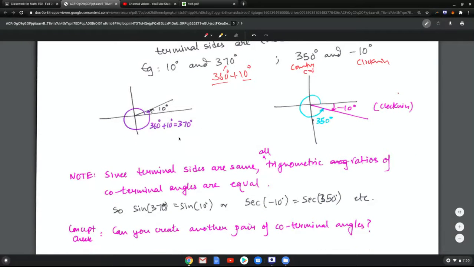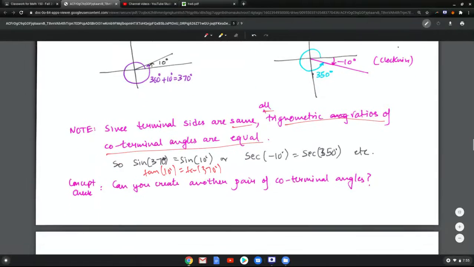Why this is useful is, since the terminal sides are the same, all trigonometric ratios of coterminal angles are equal. For example, sine 370 equals sine 10, or tangent 10 equals tangent 370. So if you know the trig ratios for one of the angles, you know it for the coterminal angles. Similarly, secant of negative 10 is secant 350, etc.